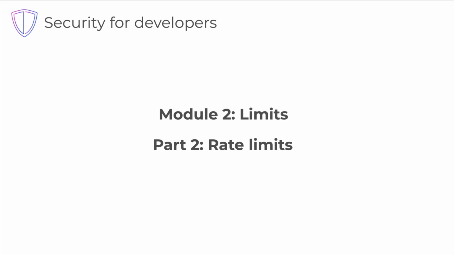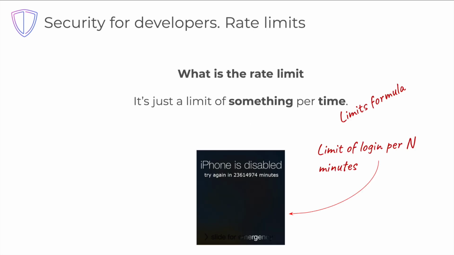In part 2, we're going to look at rate limits. What is a rate limit? Simply consider an iPhone lock screen. In fact, this is an example of limiting actions per time limit.